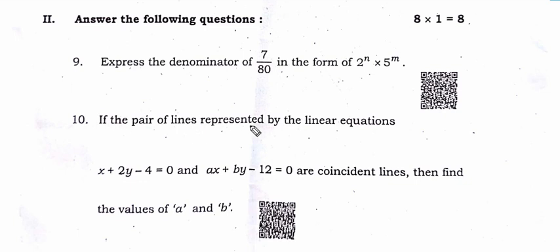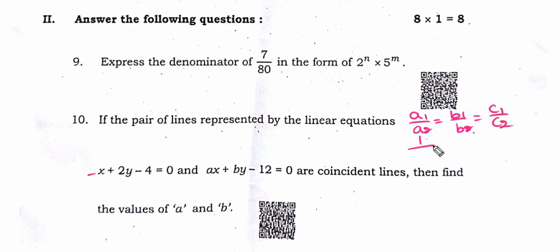If the pair of lines represented by the linear equations x plus 2y minus 4 is equal to 0 and ax plus by minus 12 is equal to 0 coincide, then find the value of a. Here the condition for coincident lines is a1 by a2 is equal to b1 by b2 is equal to c1 by c2. All the ratios are equal. We have to substitute here.